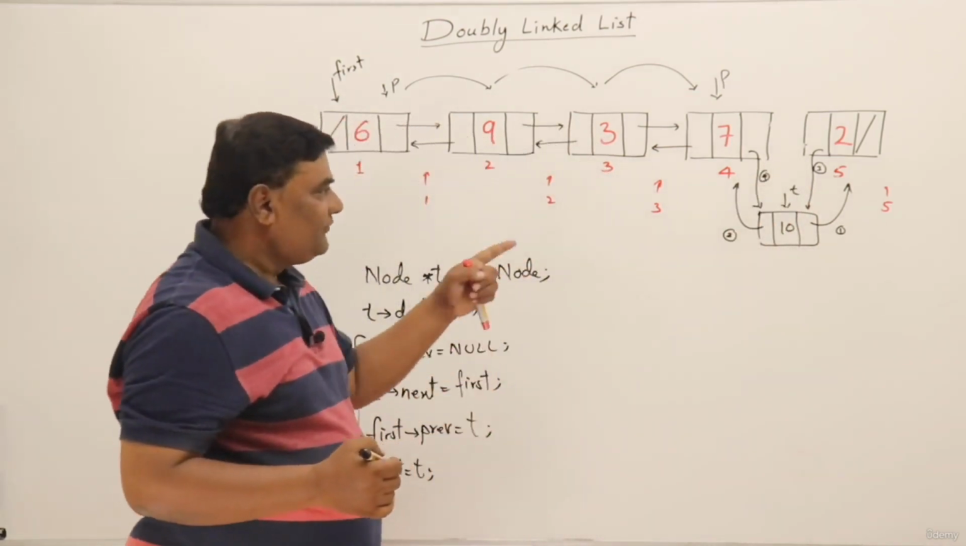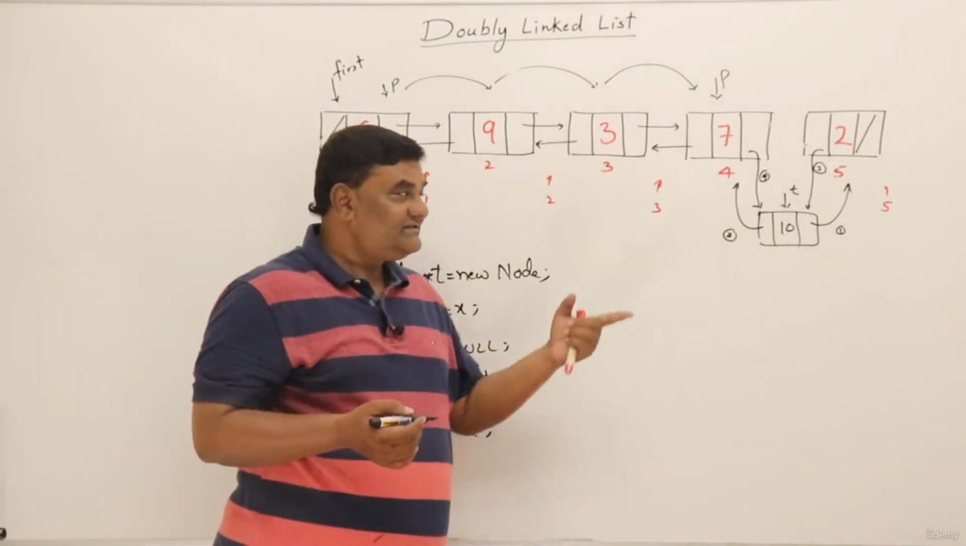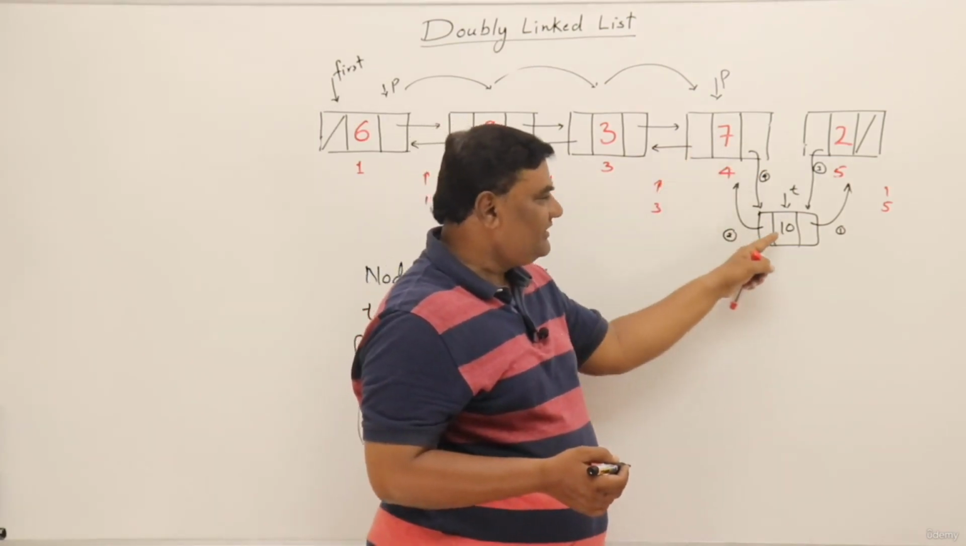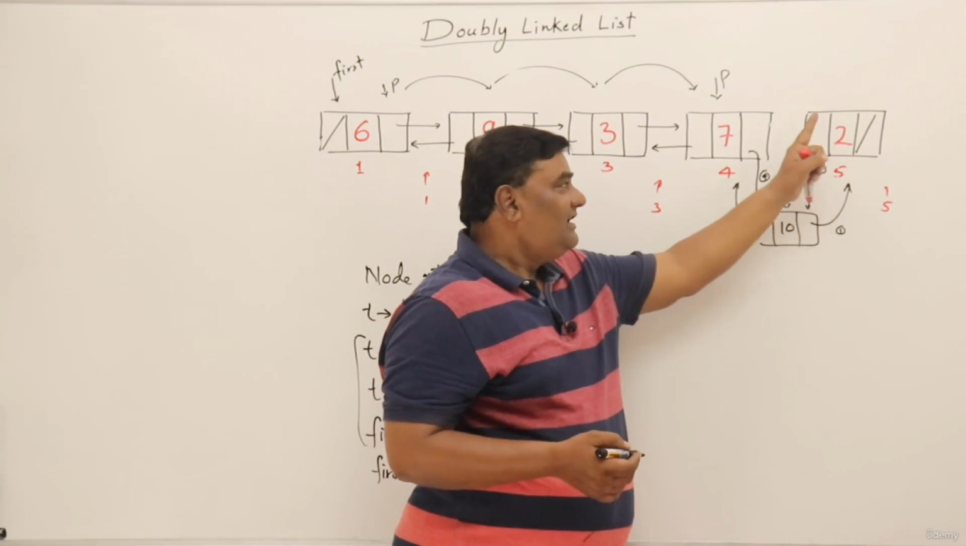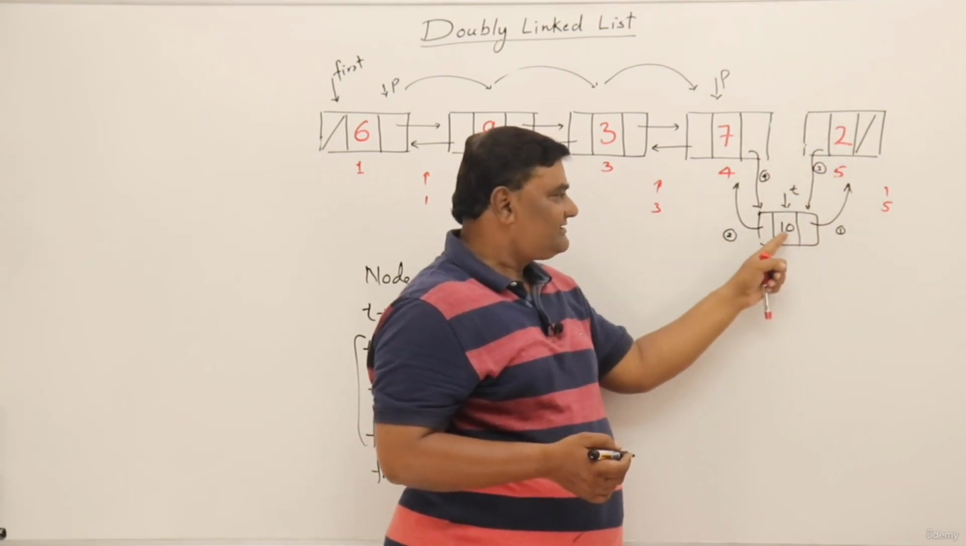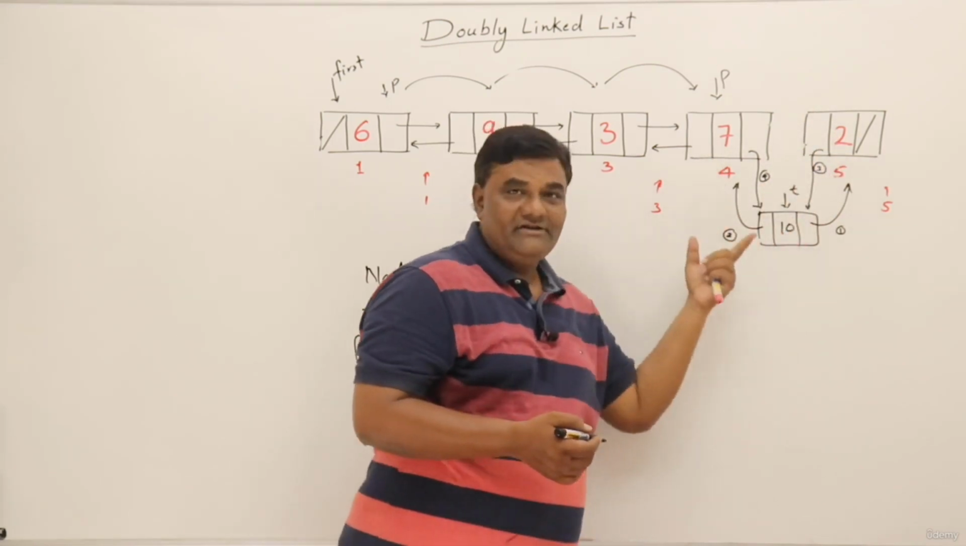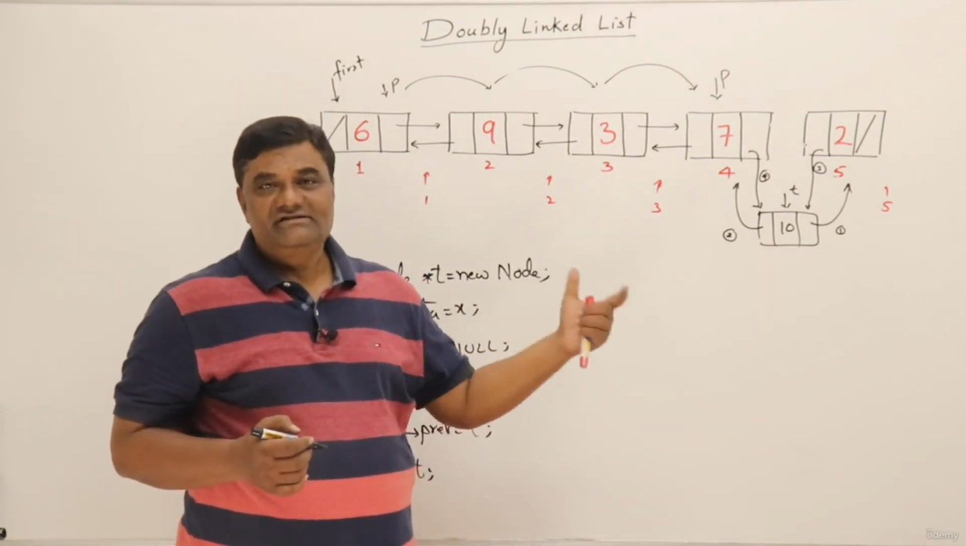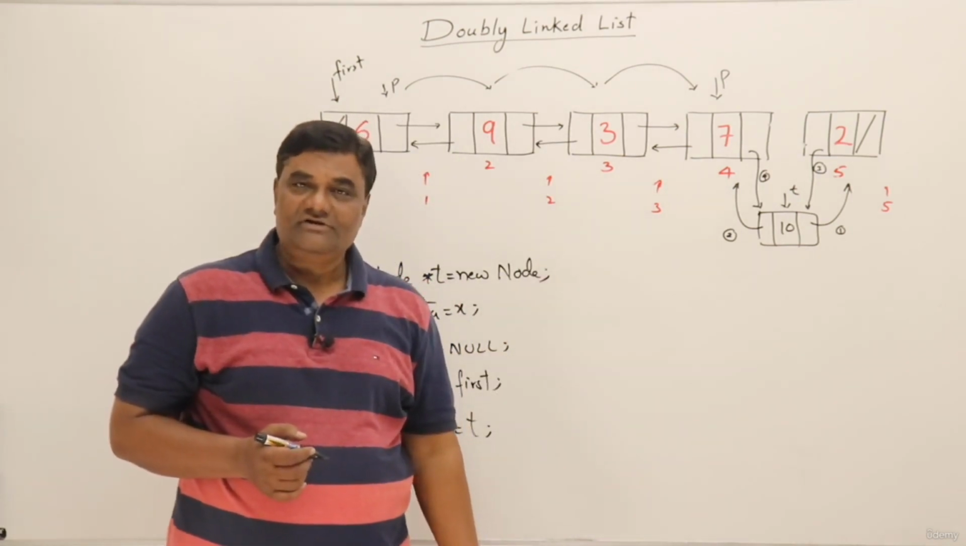So I have changed 4 links. So that's how this is inserted. So from node with 7, if I say next, I'll be going on 10, then next means 2. Then again from 2, if I come previous, it's 10, then previous means it is 7. So I'm able to move in either direction, and that node is inserted in between 4th and 5th node.